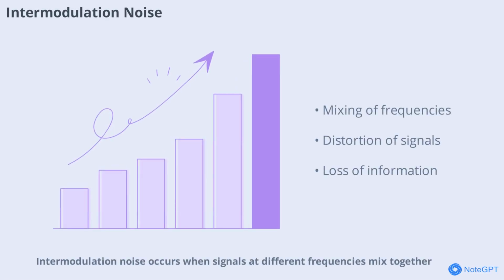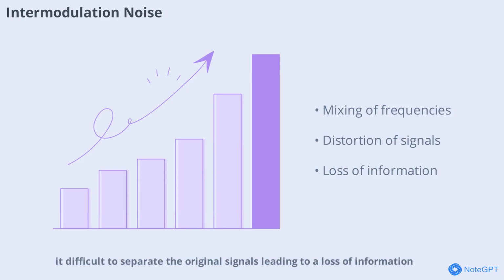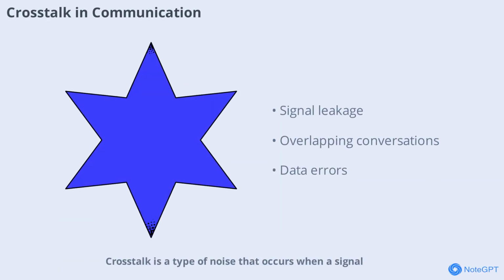Intermodulation noise occurs when signals at different frequencies mix together, creating new frequencies that were not present in the original signals. This type of noise is especially problematic in systems that handle multiple signals simultaneously, such as radio transmitters and receivers. Intermodulation noise can cause distortion and make it difficult to separate the original signals, leading to a loss of information.